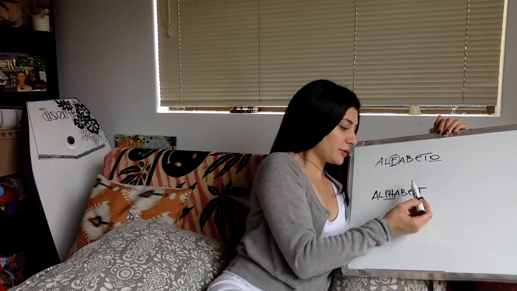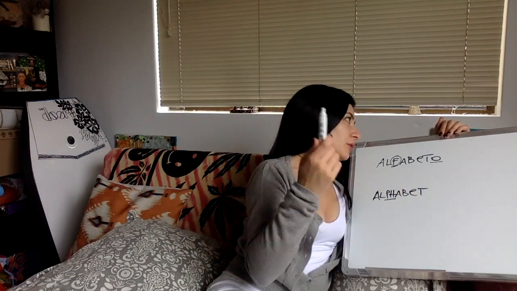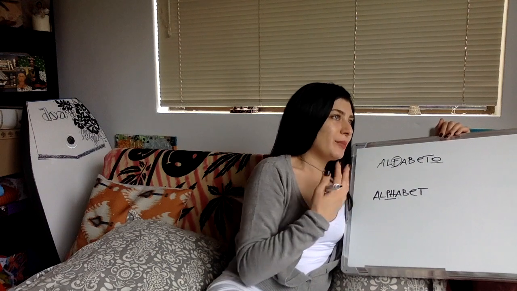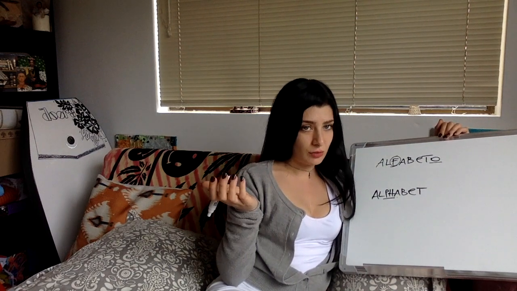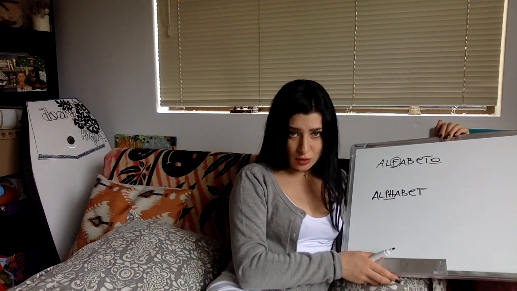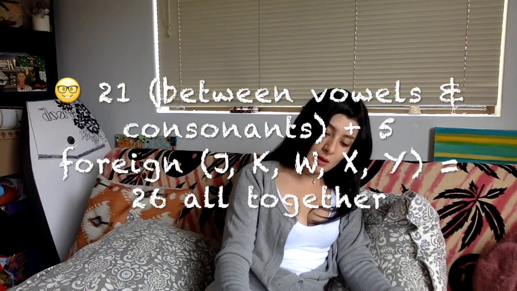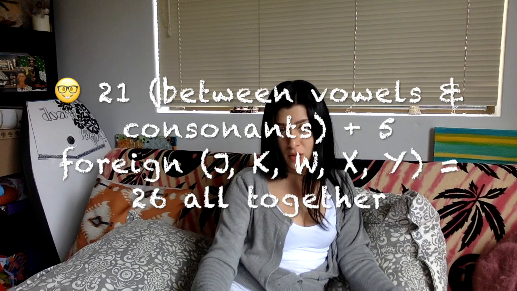So differences, okay? But at the same time, they're very similar. Because alfabeto, alphabet, if I don't know what's the meaning of alfabeto and I'm English, I can guess it, right? Now, l'alfabeto italiano has got 21 letters between vowels and consonants plus the foreign ones. Okay? So it's 26 altogether.